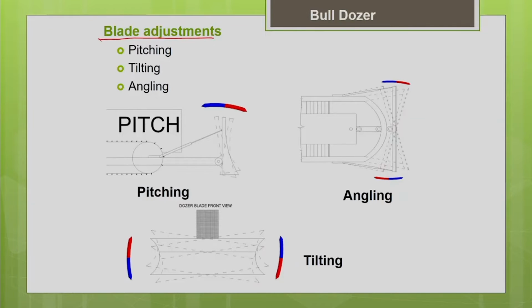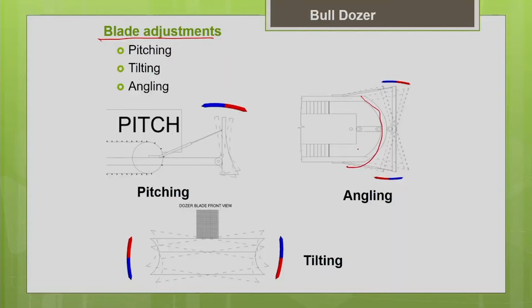So now let us look into the blade adjustments. What are the possible blade movements with the bulldozer blade? As I mentioned earlier, the movements which are possible depend upon the connection between the tractor and the bulldozer blade. In some bulldozers you can see this kind of C-frame connection between the tractor and the blade. So those tractors will facilitate certain kinds of movements like angling.